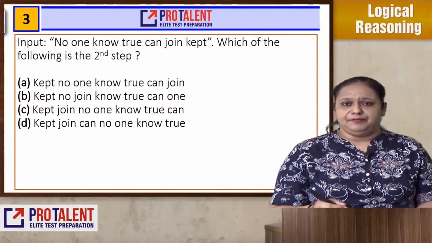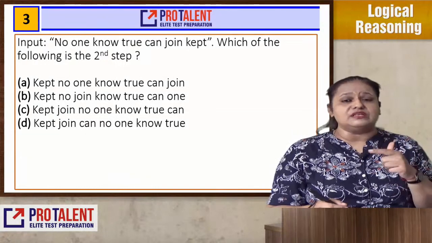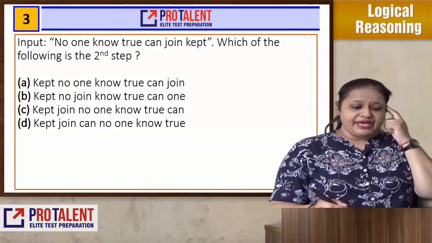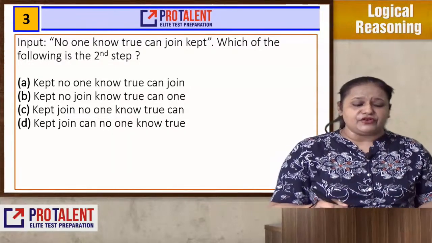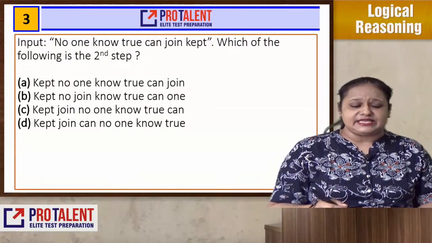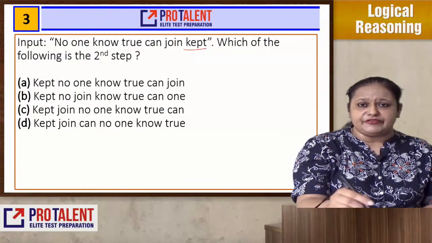If this is the input, can you see, friends, that I am not reading what the input is? I am more concerned with exactly what is asked, and accordingly I am going to read it. Okay. So if this is the input, which of the following is the second step? Which of the following would be the second step? So in the first step, what will happen? Kept will come in the first position.